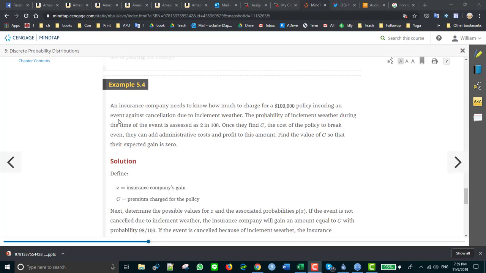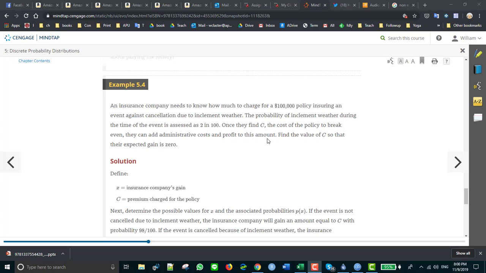So they figure that they're going to have to pay back $100,000 to all the people who bought the tickets, so they want to buy a $100,000 insurance policy in case there's a cancellation of the event because of bad weather. So the insurance company is going to do some calculations, and they figure out that the probability of bad weather during the time the event is assessed is 2 in 100. So the chances that there's going to be really bad weather, so bad that the event will have to be canceled, is 2 in 100.